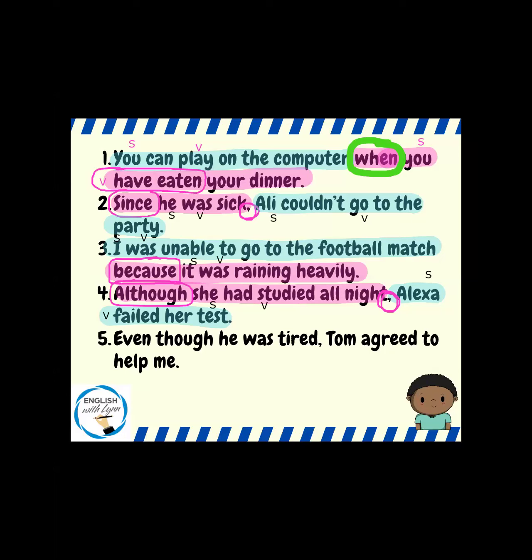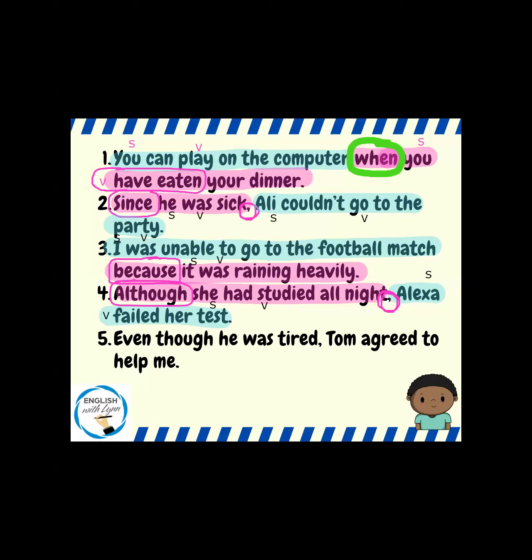And the last one: even though he was tired, Tom agreed to help me. So thinking in terms of my conjunctions, it's not in the middle of my sentence again, but I can see that because I've spotted a comma. So that kind of helps me work out where my clauses are.